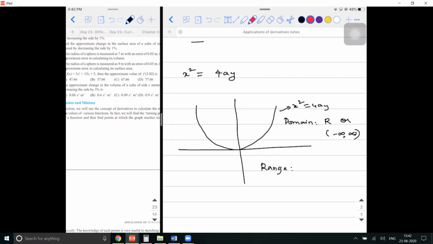Yes, sir, it's included. So 0 to infinity, is that right? Can I write it like this? So this is going to be the range.